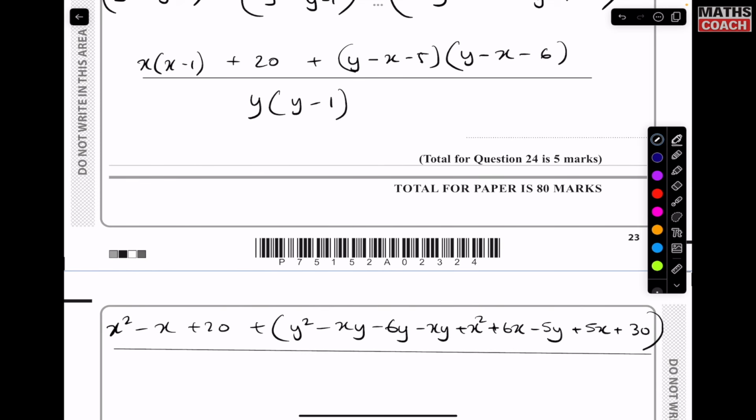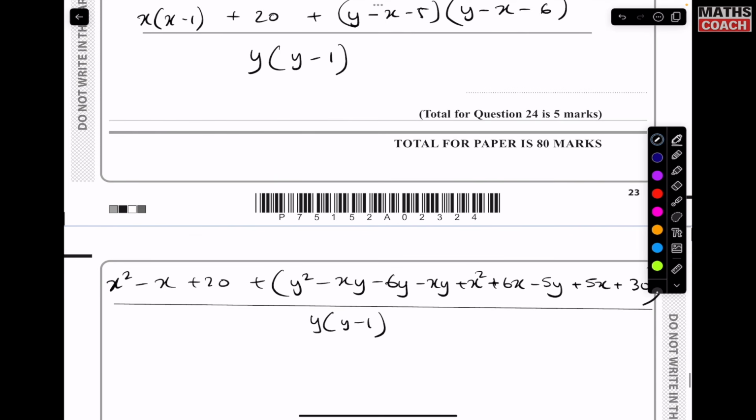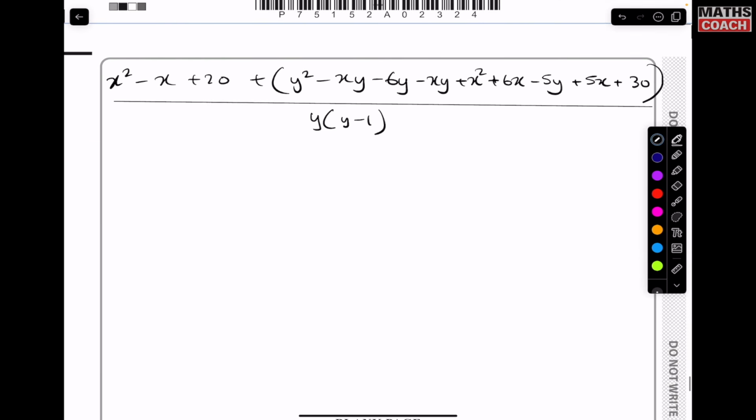And then on the bottom, we still have y bracket y minus 1. Okay, I'll just leave that for now. I won't do anything here. Now I want to collect all the like terms. All right, so if we look for the x squared here, we've got another x squared here, and that would be 2x squared. We have minus x here and plus 5x there, and outside, by the way, be careful, this is not negative, so I don't have to worry about the signs changing inside.